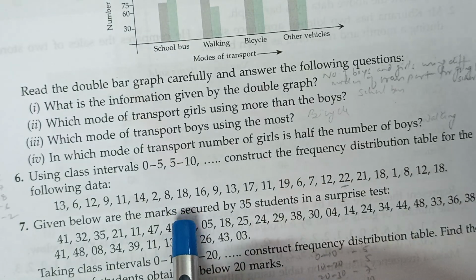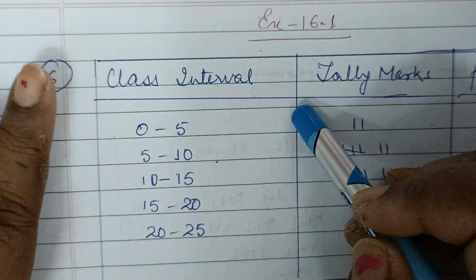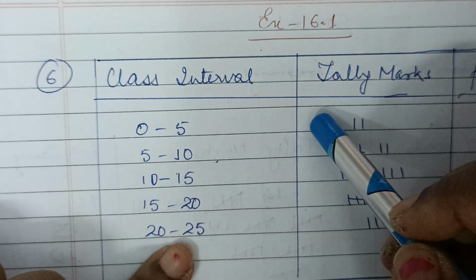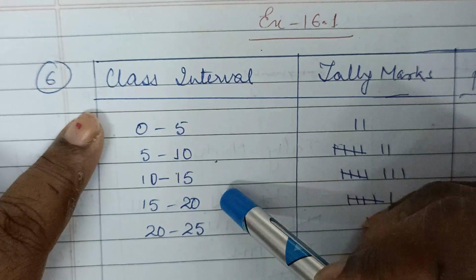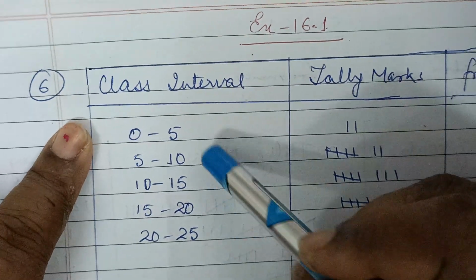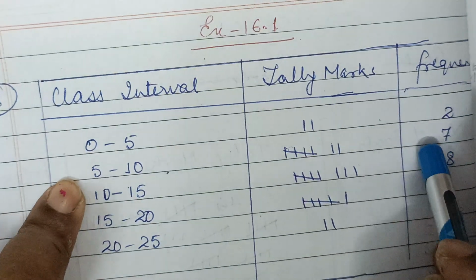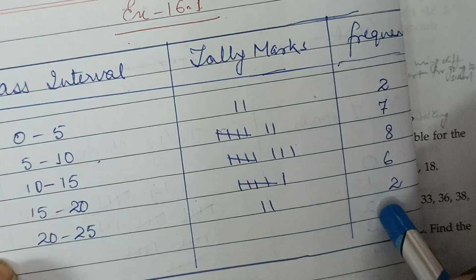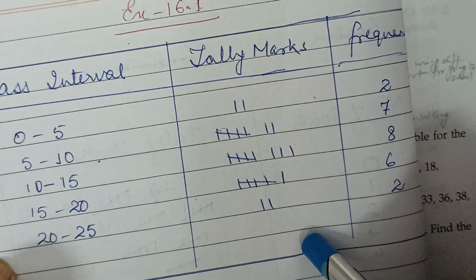So let us construct the frequency distribution table. For this you have to see the class intervals. Maximum we saw was 22. So the class interval we cannot leave at 22. It should be equal, isn't it? So 0 to 5, 5 to 10, 10 to 15, 15 to 20, 20 to 25. When we calculated, we got 0 to 5 is 2, 5 to 10 is 7, 10 to 15 is 8, 15 to 20 is 6, 20 to 25 is 2. Accordingly you have to make the tally marks, okay.